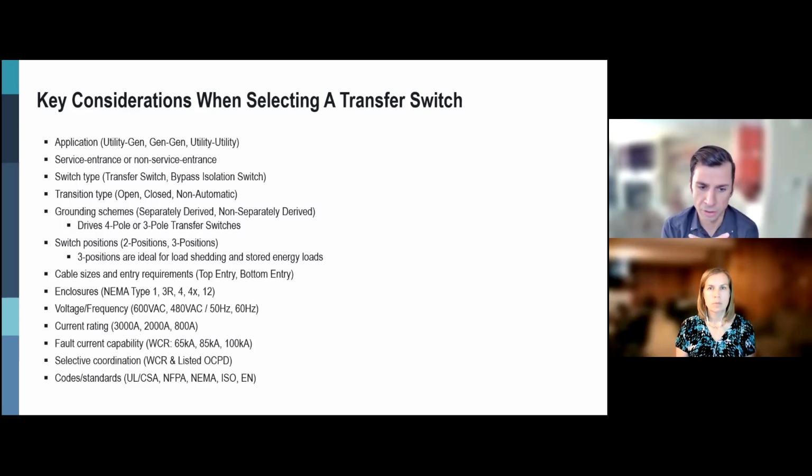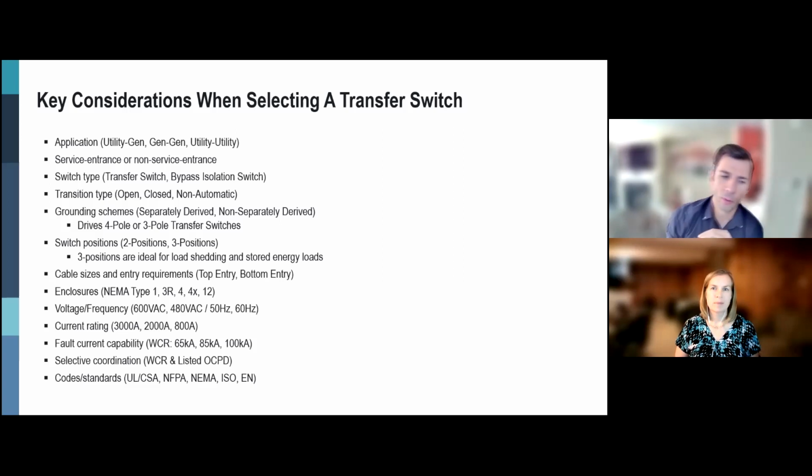Cable sizes and entry, we also have to look at that. Are the cables coming from the top, from the bottom, or from the sides? And also the type of connection. Are the connections compression lugs, mechanical lugs, or just bus tabs with no lugs at all? So there'll be a NEMA pattern for the holes. The enclosure: where is this installed, indoors or outdoors? Is this installed in the middle of Alaska, or somewhere in Arizona, or down in Florida at a coastal region?